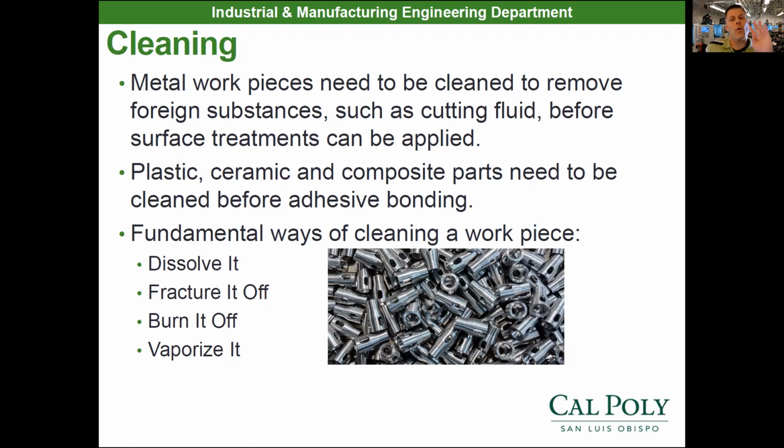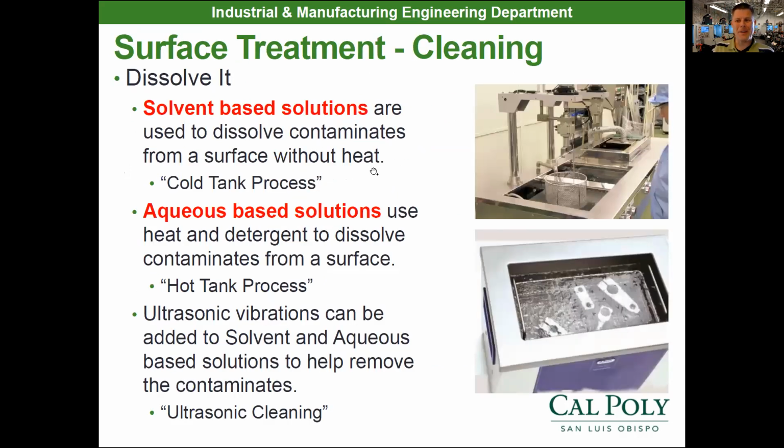So there's really 4 fundamental ways of cleaning a workpiece out there. You can either dissolve it, fracture it off, burn it off, or vaporize it. So we're going to talk about each one here. When we're talking about dissolving the contaminants off of a workpiece, there's really 2 major ways you can do that. You can put it in some sort of solvent-based solution. That'll dissolve the contaminants from the surface without any type of heat.